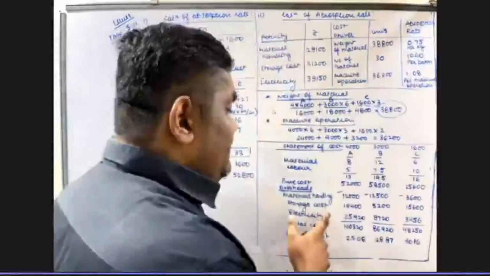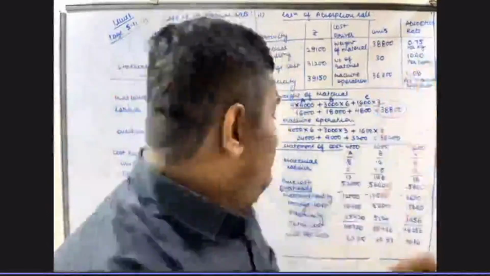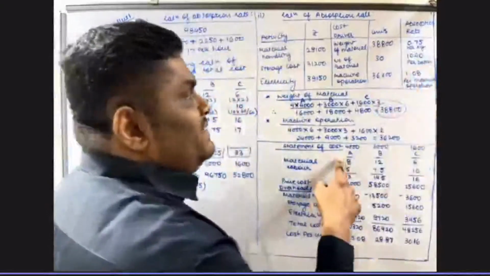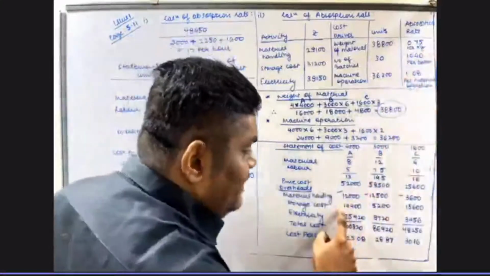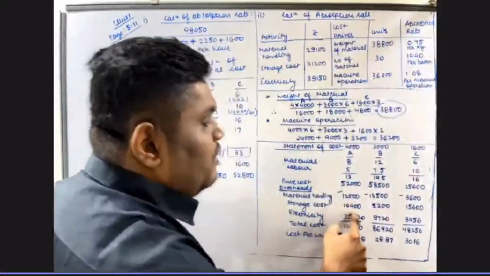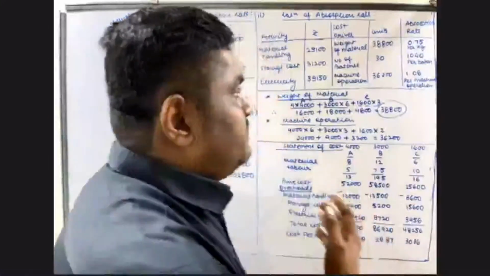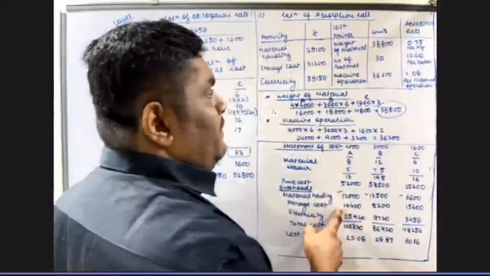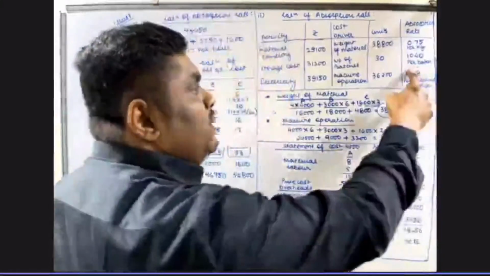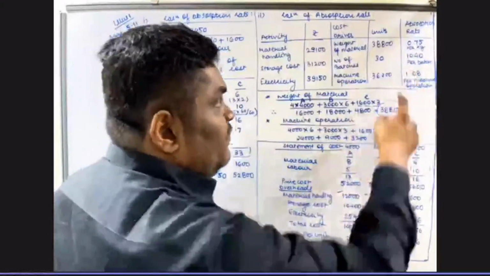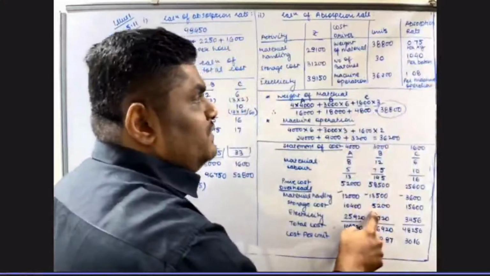Now, in respect of A, total how many batches were there? 10 batches. So for A, there are 10 batches and the cost per batch is 1040. So 1040 into 10, this is how I got 10,400. When talking about B also, there are 5 batches for B and the cost per batch is 1040. So 1040 into 5, this is how I got 5,200.